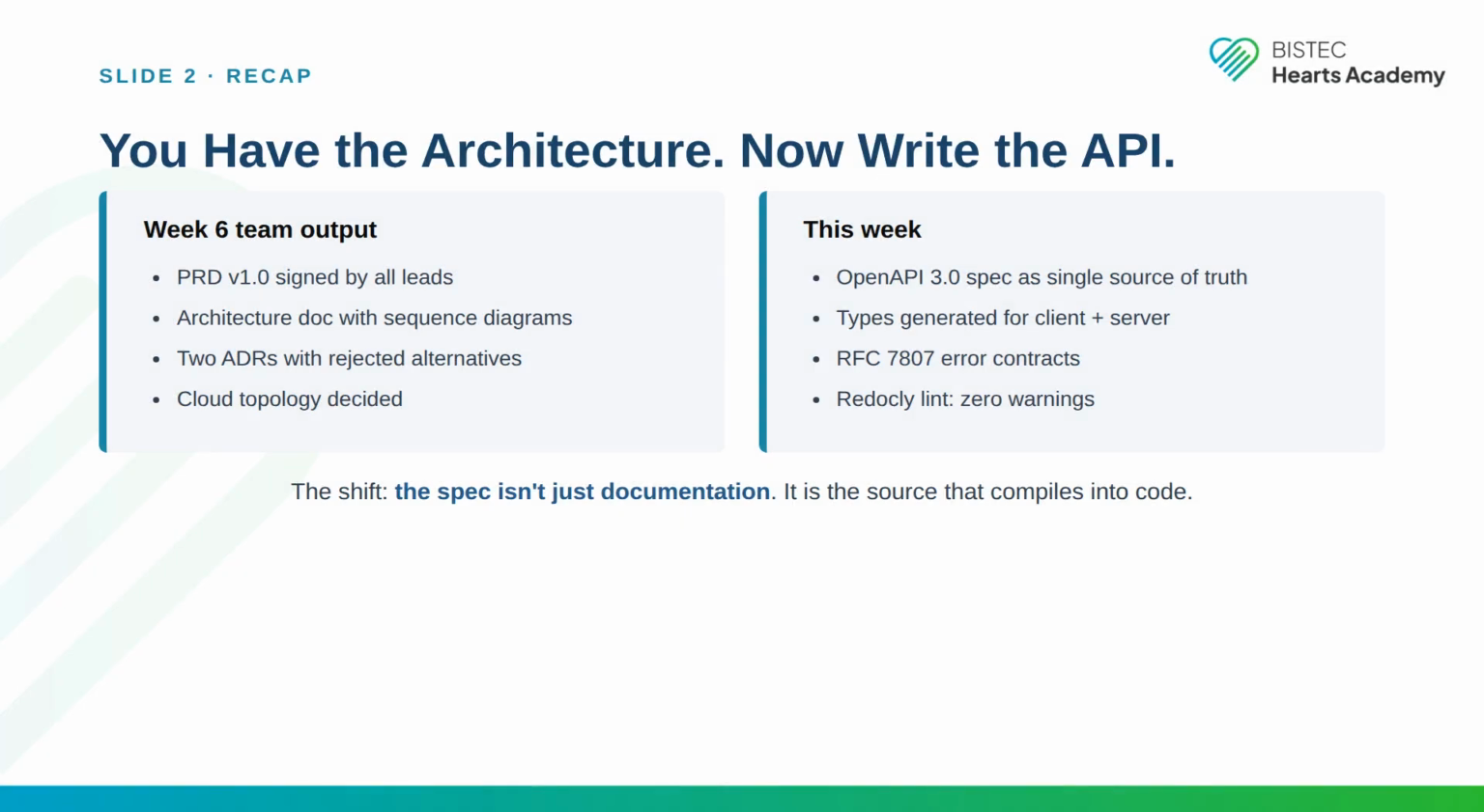1. Week 6 output: PRD version 1.0 signed by all 3 leads, an architecture doc with sequence diagrams, 2 architecture decision records with rejected alternatives, cloud topology decided. This week you produce an OpenAPI 3 spec as the single source of truth, generated types for client and server, RFC 7807 error contracts, and a Redocly lint pass with 0 warnings. The shift this week: the spec is not just documentation. It is the source that compiles into code.